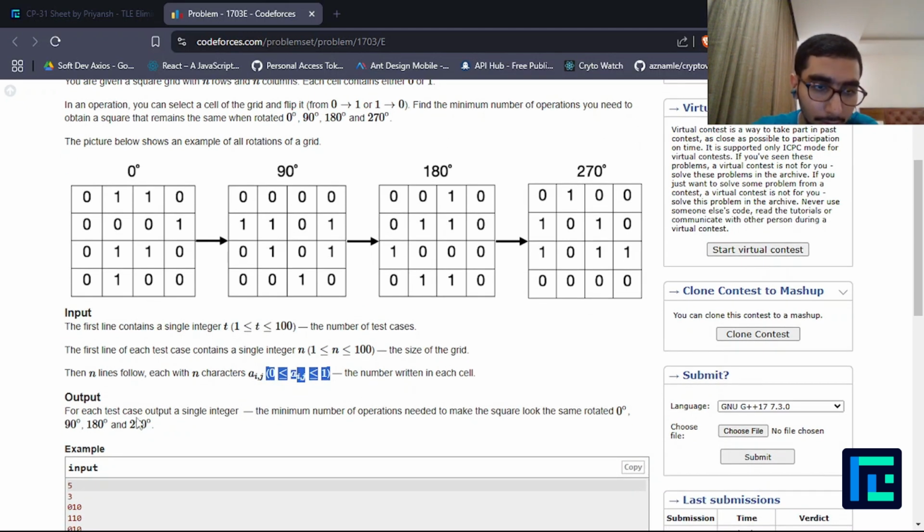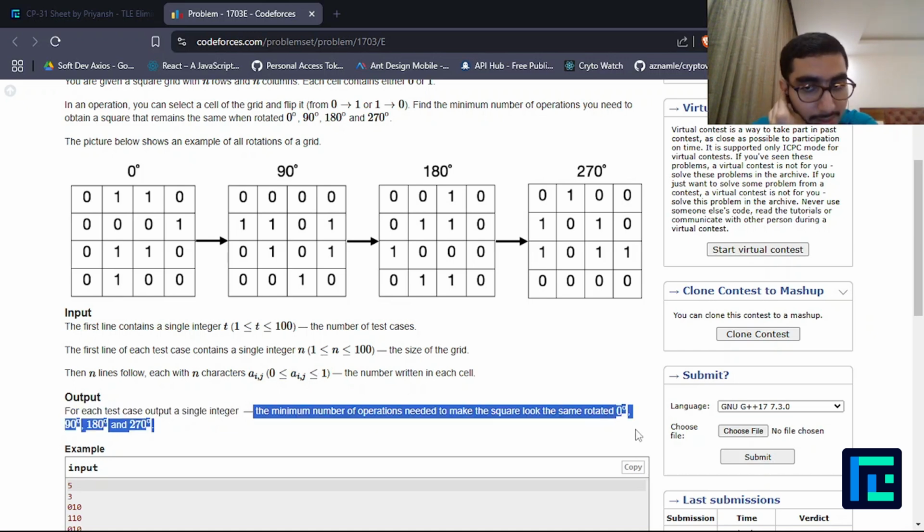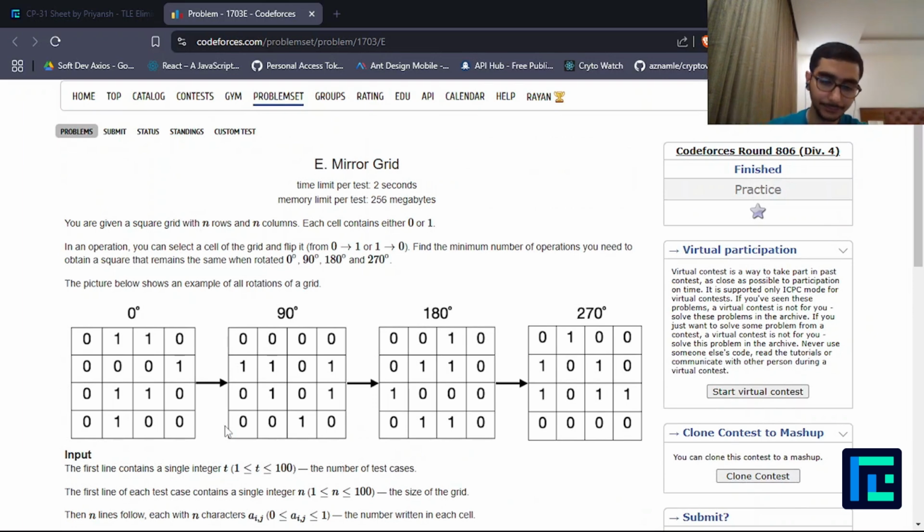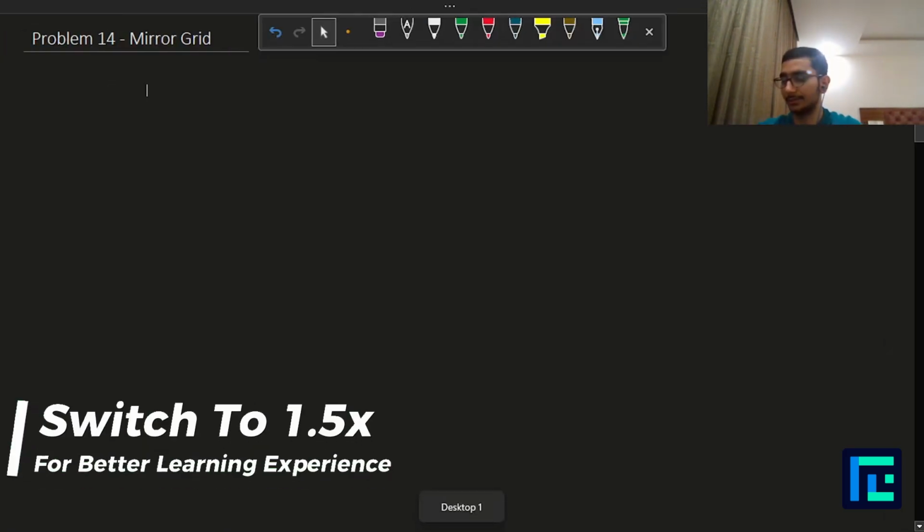And you need to output for every test case a single integer which denotes the minimum number of operations needed to make the square look the same when rotated 0 degrees, 90 degrees, 180 degrees, and 270 degrees. This is our problem statement. Let's understand it better.